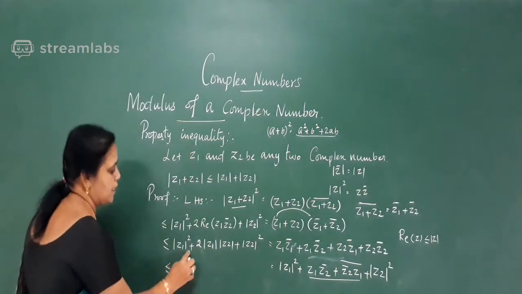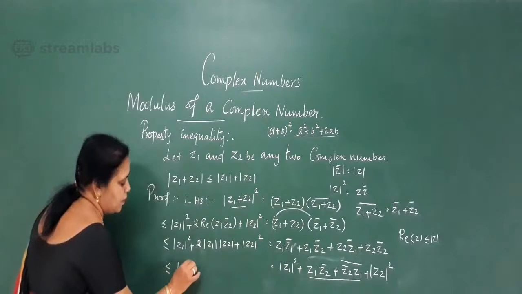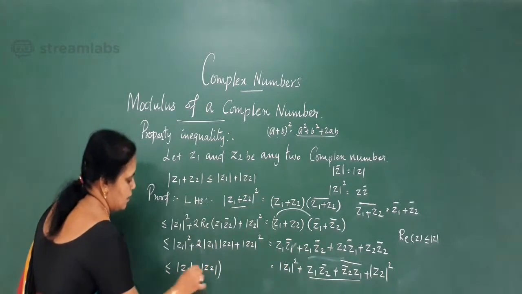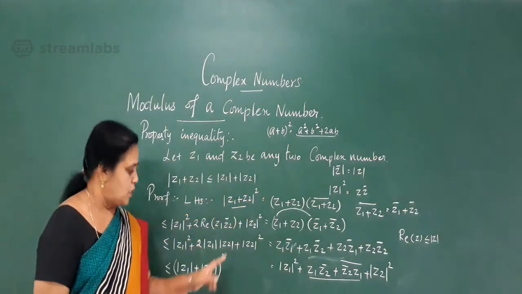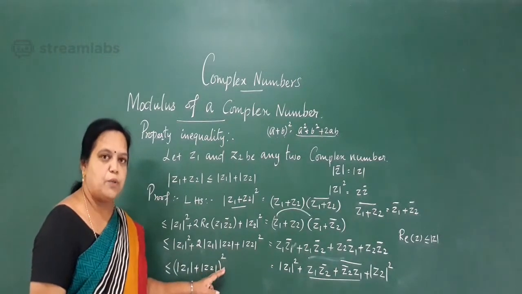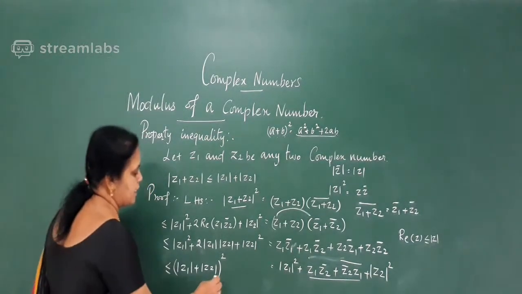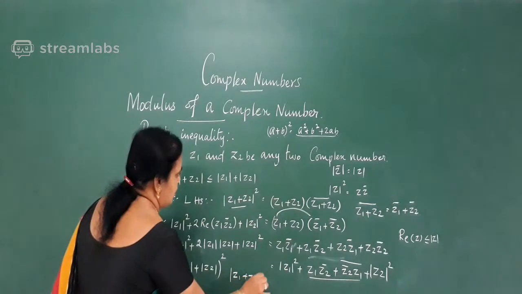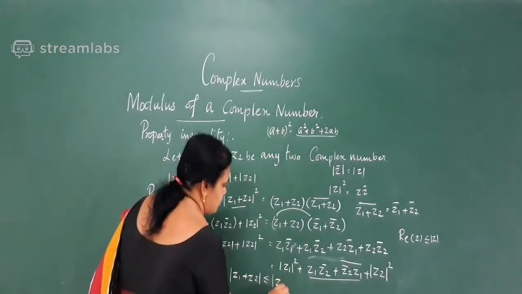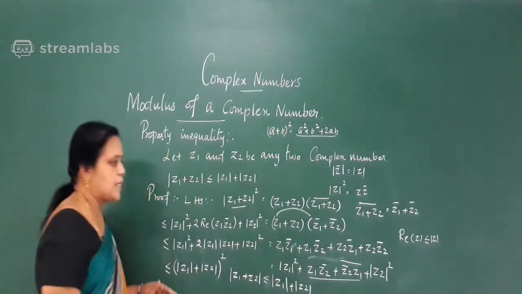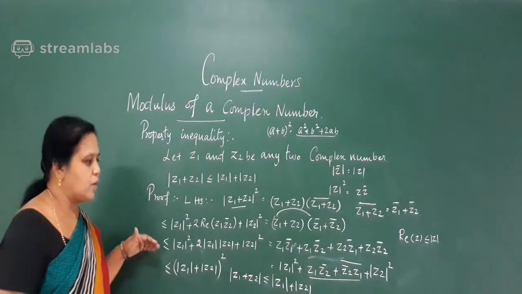Okay, see, this is a square plus 2ab plus b square, so I am writing it like this, whole square. Here we have taken the square, so we have to bring the powers also as square. So from this we can write modulus z1 plus z2 is less than or equal to, you take the square root on both sides, you get this. This is known as the triangle inequality.